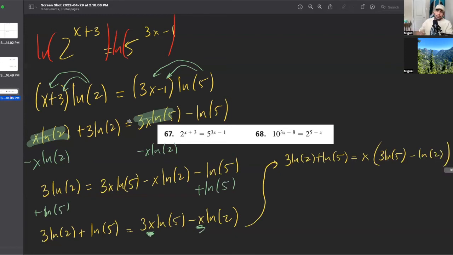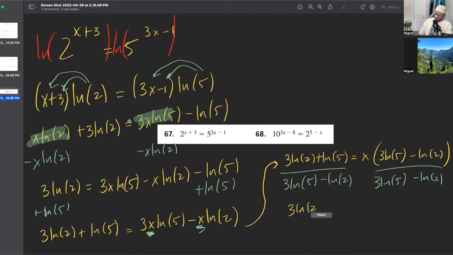So even though it looks pretty ugly, I'm still going to have a value on the right side that doesn't have a variable. So I can divide both of those values to the other side as a whole, because technically this is just a big number or a decimal that we don't know what it is, but I promise you it is going to be a decimal value. And so now what I have is this big expression on the left side, 3 natural log of 2 plus natural log of 5 over 3 natural log of 5 minus natural log of 2. And that is our answer.